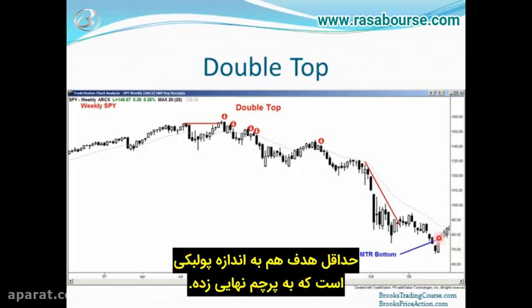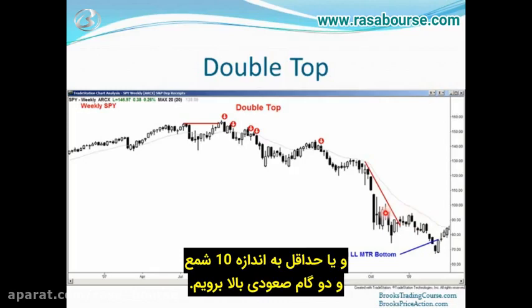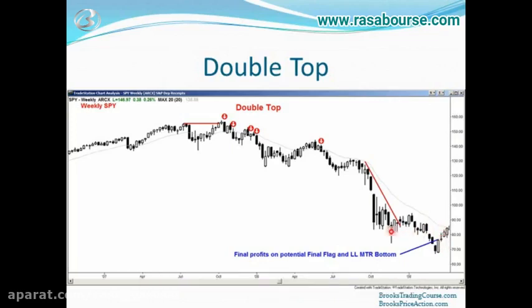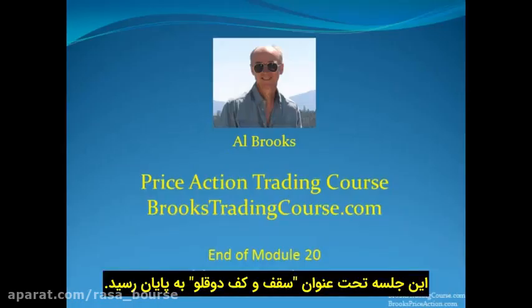A minimum target would be a pullback back into this final flag. We'll probably get at least 10 bars and 2 legs sideways to up. And as you know, this was the low of the bear trend. This is the end of my module on double tops and bottoms.